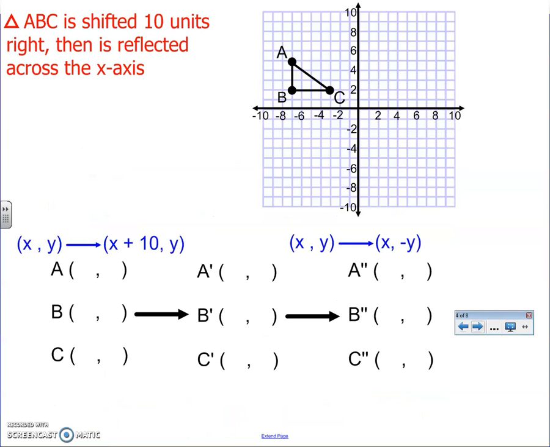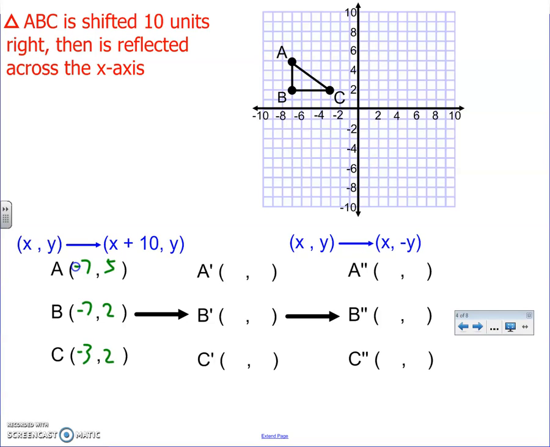Alright, so here we're going to try a real problem. This triangle ABC is shifted 10 units to the right, then is reflected across the x-axis. So here they gave us the original picture, in which we'll read the graph. Let's label A, B, and C. A is at -7, 5. B is at -7, 2. C is at -3, 2.